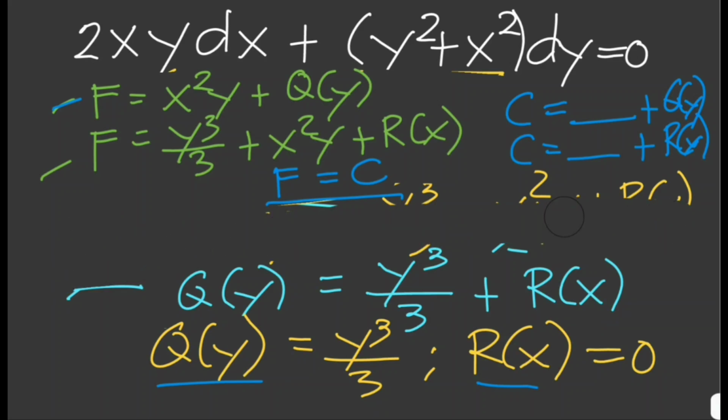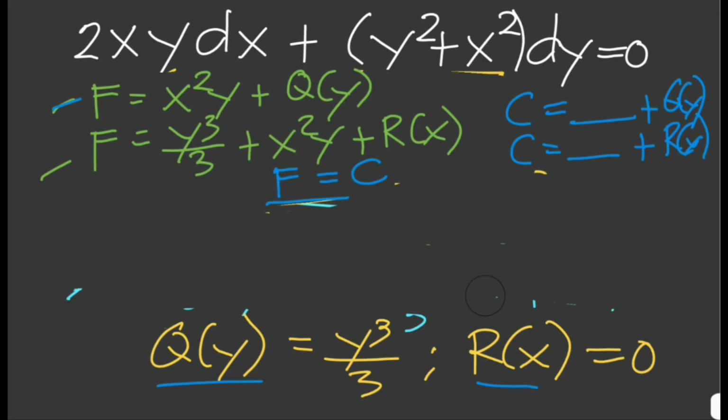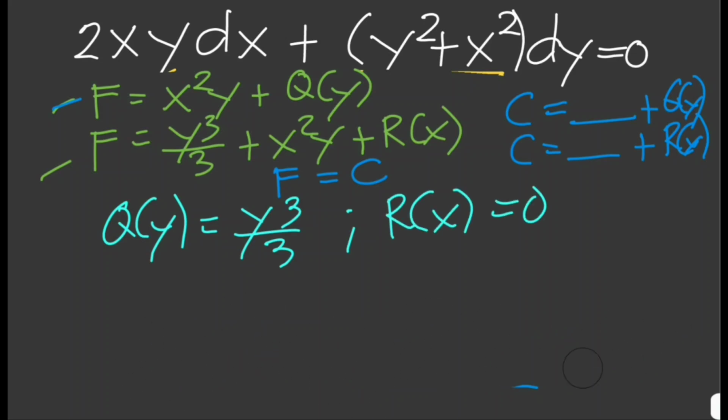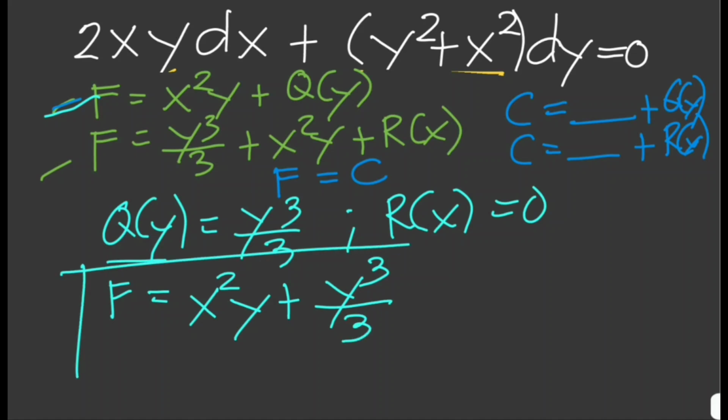We already solved for q of y, which is equal to y cubed over 3, while r of x equals 0. Then we can substitute either of these back into either of the two f's that we got. Then it will be the final answer. So that will be f. If we substitute q of y into the first f, that would be f equals x squared y plus y cubed over 3. So that will be our solution.